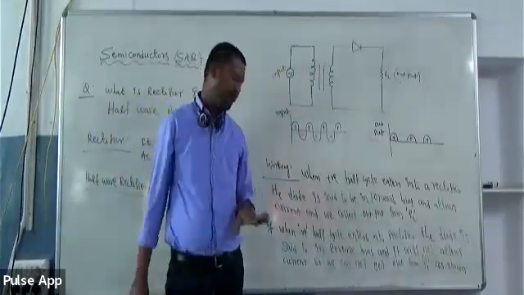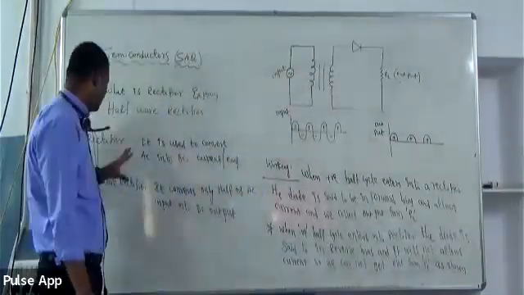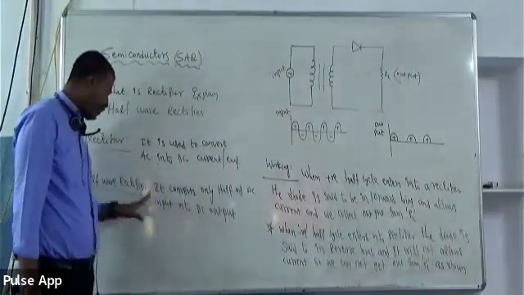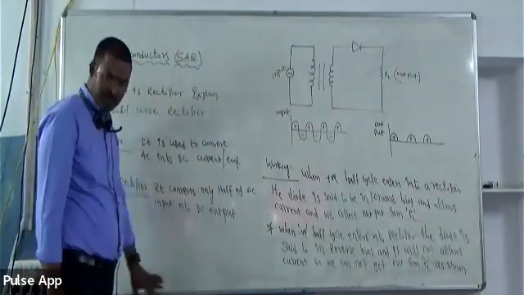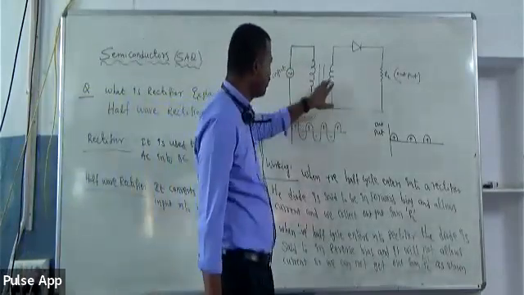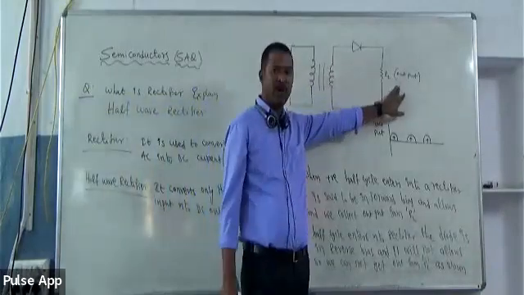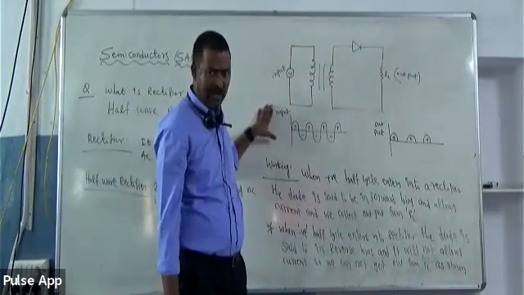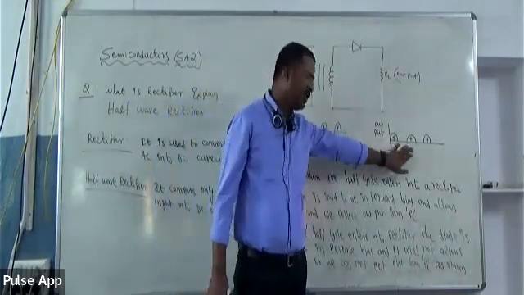Once again, I'll explain. You see, first you need to write the definition of a rectifier: AC converts into DC. A half wave rectifier means half of the AC converts into DC output. The circuit diagram: input, transformer, diode, and this will be the output, load resistor. This is the input signal we are supplying, and from here we are getting the output signal.